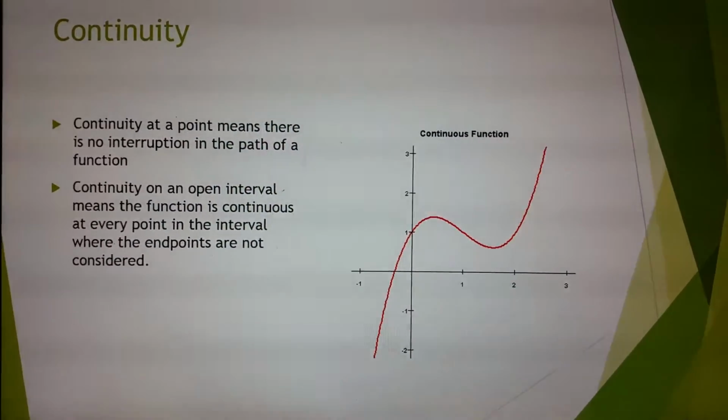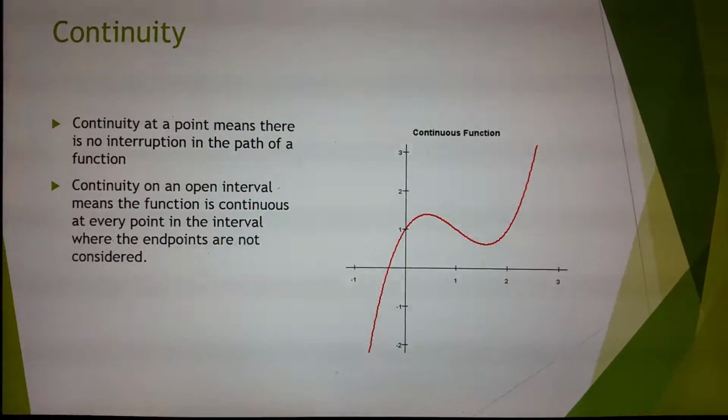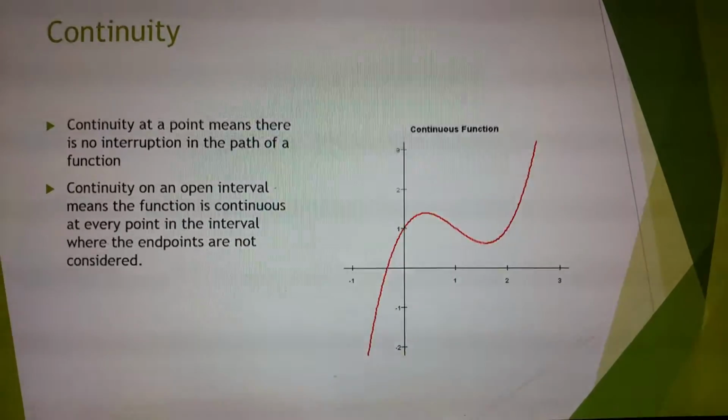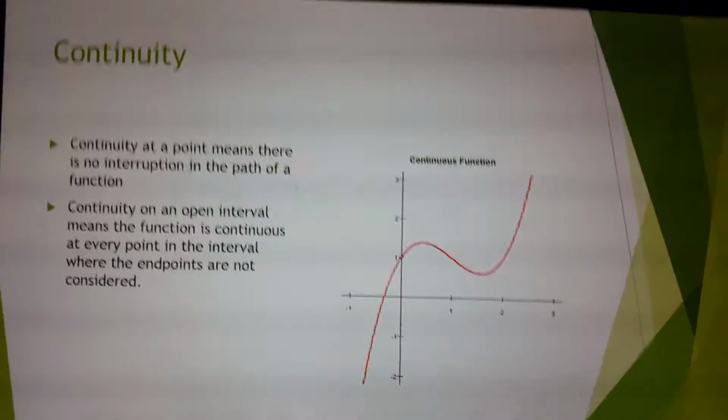Continuity. Continuity at a point means there's no interruption in the path of a function at that specific point. And continuity on an open interval means the function is continuous at every point in the interval, where the endpoints are not considered.